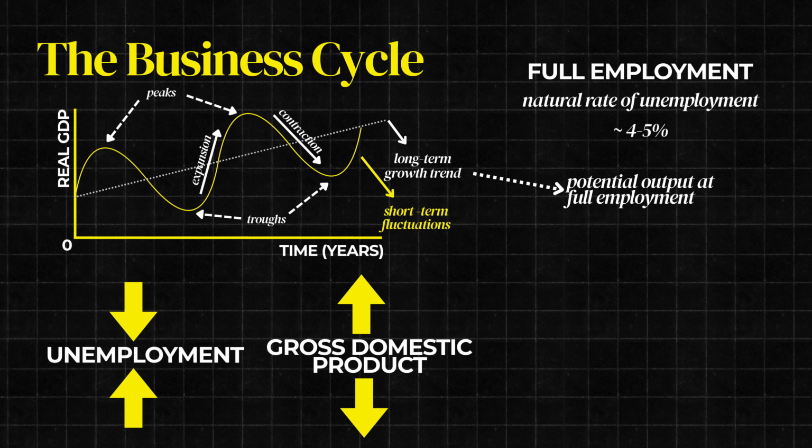And then during economic contractions, when the short-term line is below the potential output line, this means the economy is producing less than normal with an unemployment rate above the natural rate.